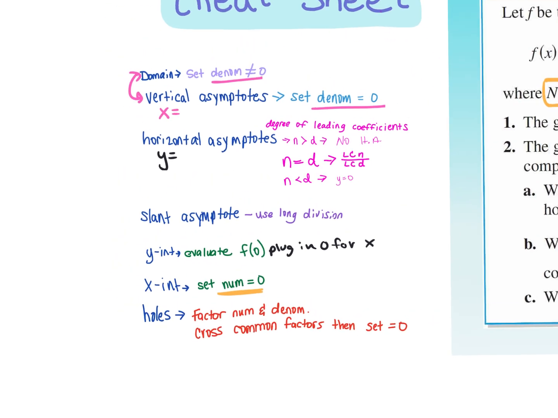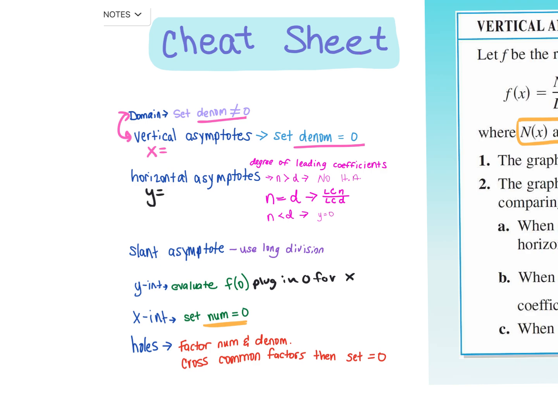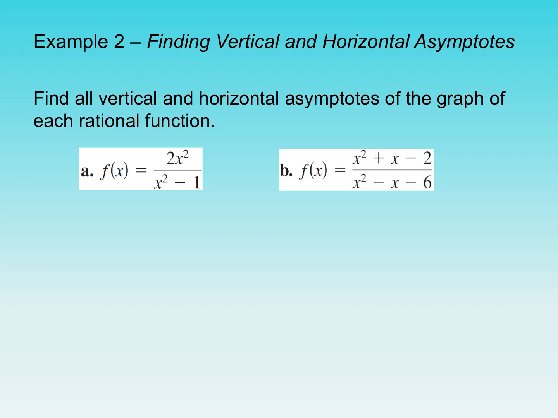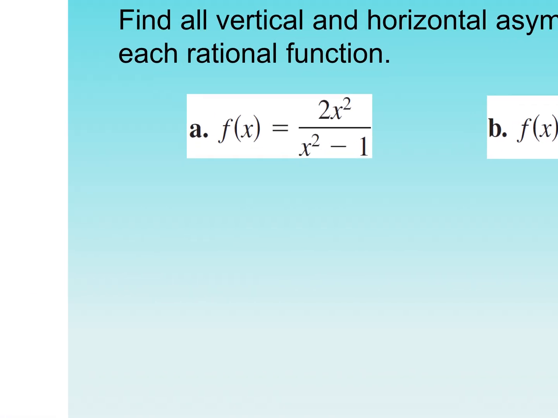So I think the cheat sheet's super helpful to use for the homework. You cannot use it for the test, so just make sure you have all of these in your brain for the test. Let's look at example 2. So we want to find all the vertical and horizontal asymptotes of the graph of each rational function.